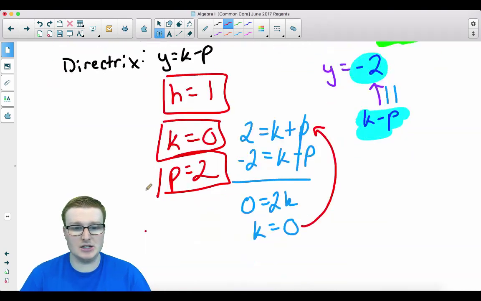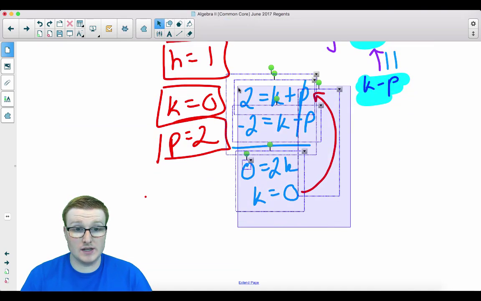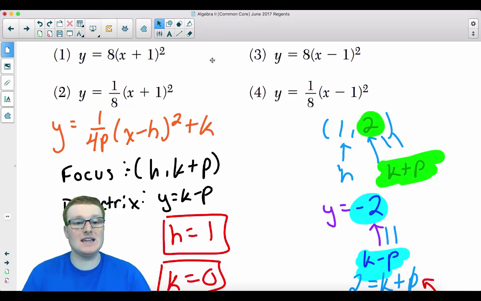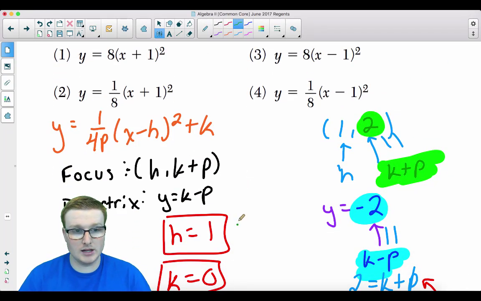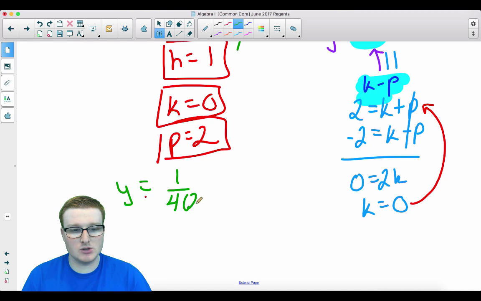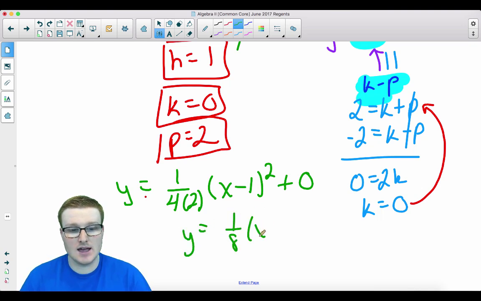So now here's the dealios. I'm going to move this first of all. What we're going to do is take all these numbers and plug them into our formula. So we get y equals 1 over 4 times p, which is 2, times (x minus h, which is 1) squared, plus 0. Ladies and gentlemen, your answer is y equals 1 over 8 times (x minus 1) squared. Is that answer there? I think it is.